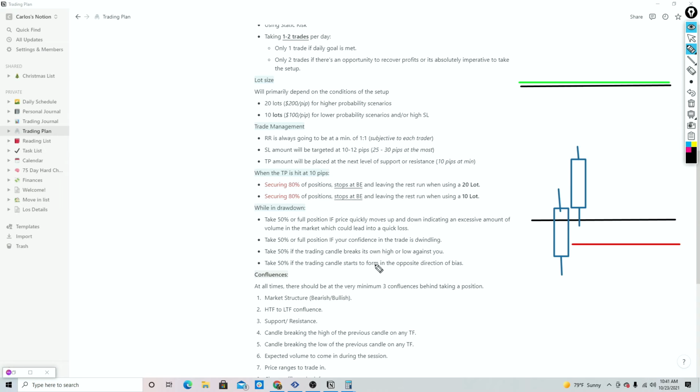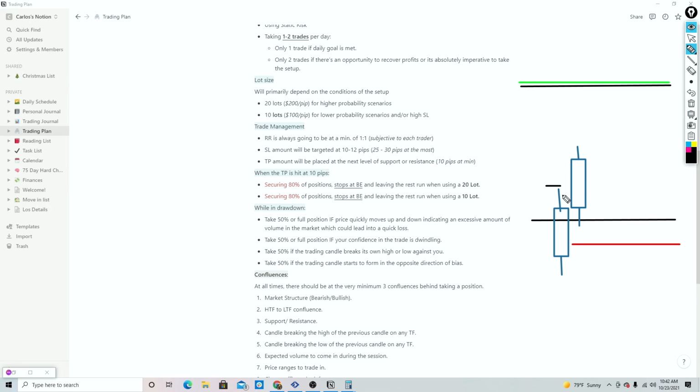So take 50% if the trading candle starts to form in the opposite direction of bias. So if price continues to go up, breaks the high, and it already formed bullish, you're already a bunch of pips in profit. Not a bunch of pips, but maybe 2 to 3 at most, for example. And price just comes back to where it opened. This candle comes back to where it opened and starts to form bearish. That's the moment that we take 50%, because it was like, okay, we're probably just making a top wick, or like I said, this might be a fake out, whatever the case may be.